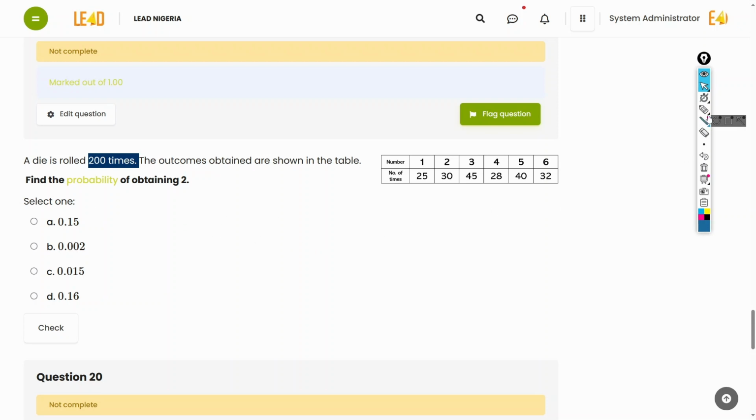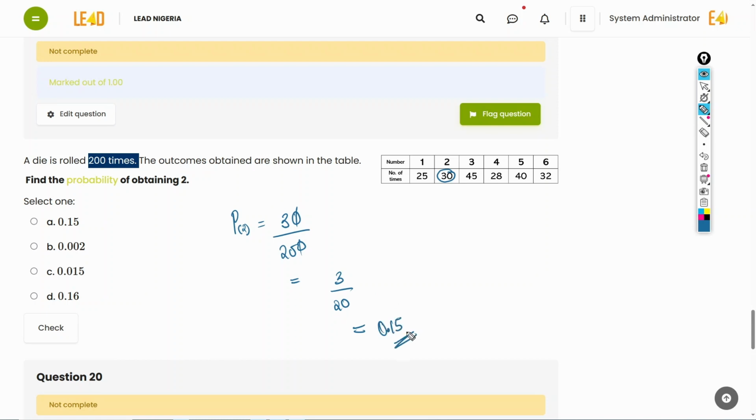All right. So the probability of obtaining a 2 would be the number of times you obtain the 2 over the total. 2 occurred 30 times over the total. Total is 200. That's 3 out of 20. I believe that gives you 0.15. 0.15. That's option A.